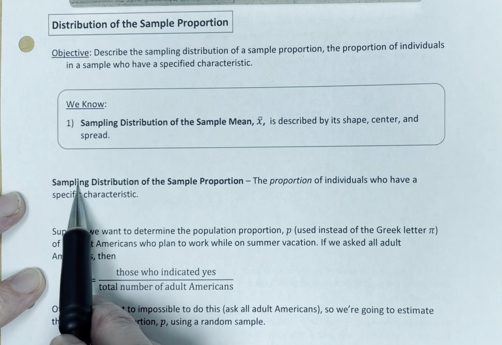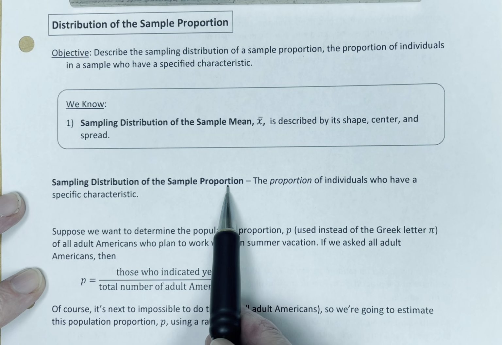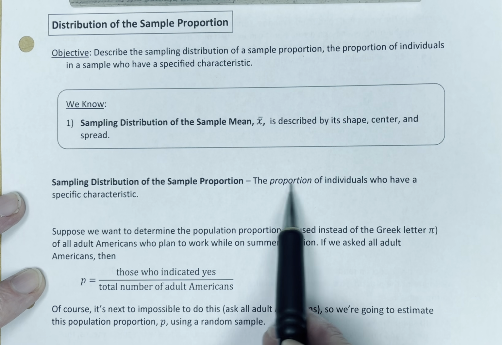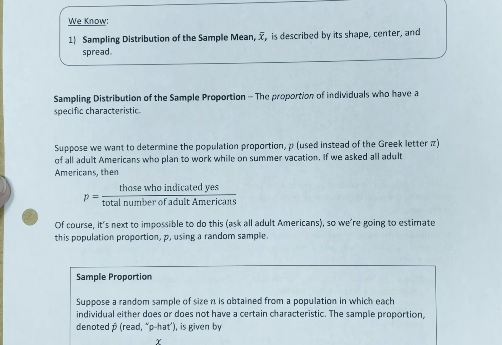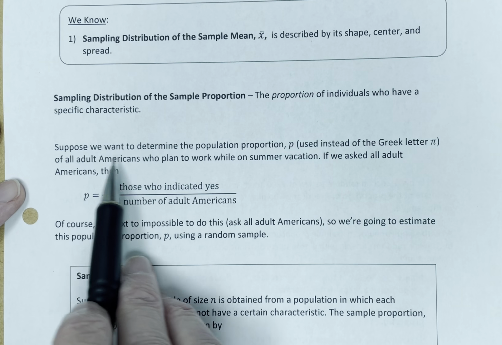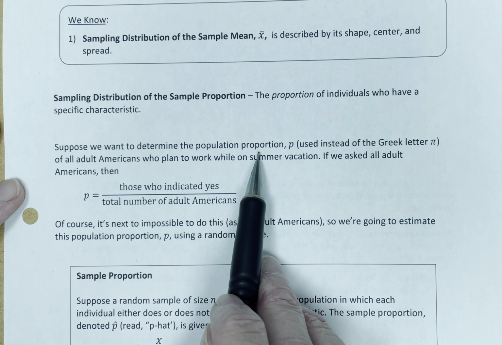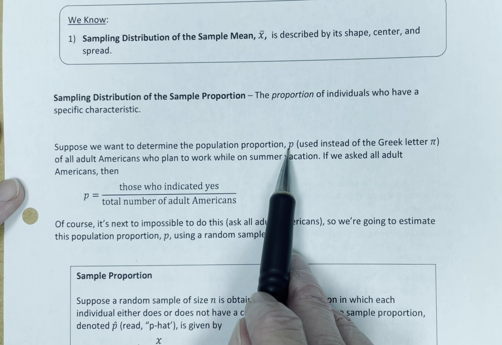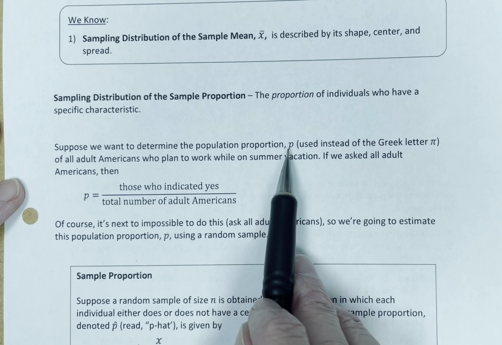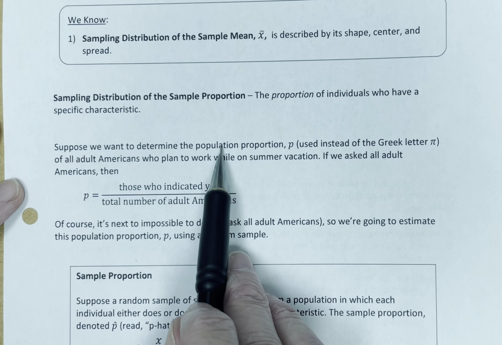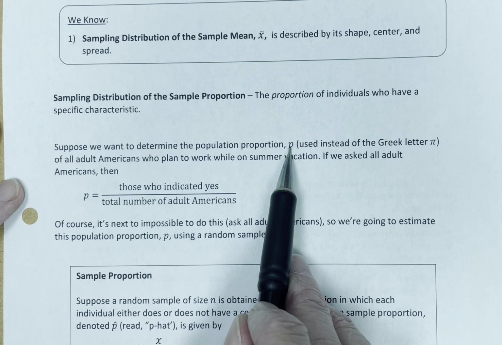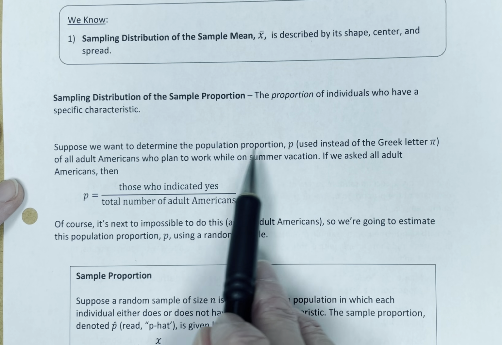When we're dealing with the sampling distribution of the sample proportion, we're dealing with the proportion of individuals who have a specific characteristic. So, suppose we want to determine the population proportion, which we'll use the letter P. The Greek letter for P is pi, but of course that gets confusing with the mathematical number pi. So for the population proportion, we're using the letter P. We're kind of breaking rank a little bit using Greek symbols.